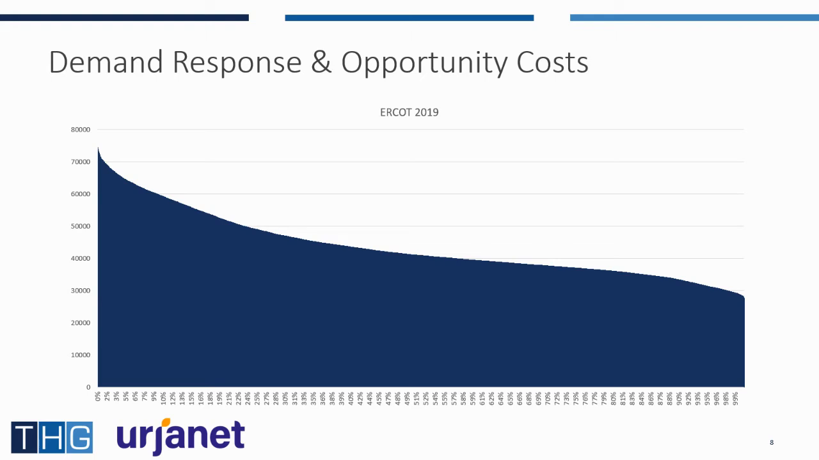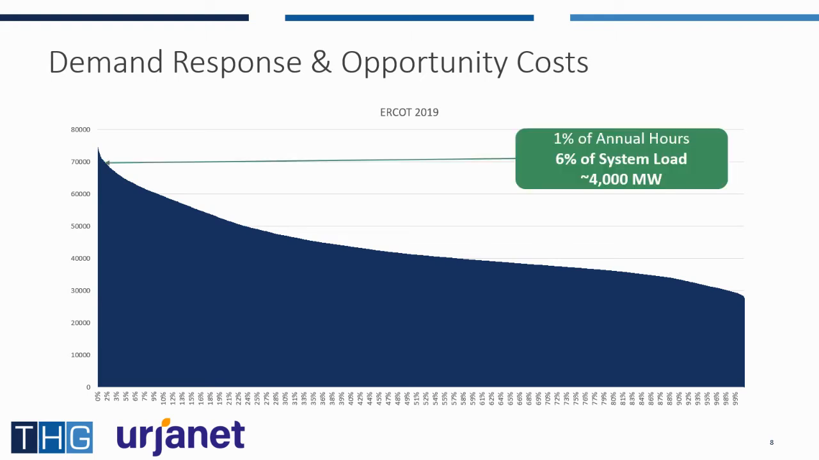Using the broader ERCOT market as an example, the top 1% of the hours of the year in 2019 represented over 4,000 megawatts of peak demand, or 6% of the total peak load across ERCOT.